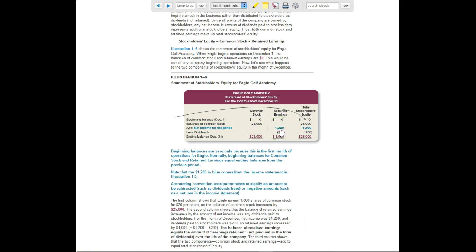We add here under retained earnings, and this is what I talked about earlier, earnings that have been retained in the business. And the income statement we had a minute ago showed net income of $1,200. Then if they pay dividends during the year, you'll list dividends in here as a reduction of retained earnings, because dividends, again, are a payment of part of the profits to the owners. The owners want a return on their investment, so here's what we do. So the ending retained earnings balance is $1,000, ending common stock $25,000, total stockholders' equity is $26,000.